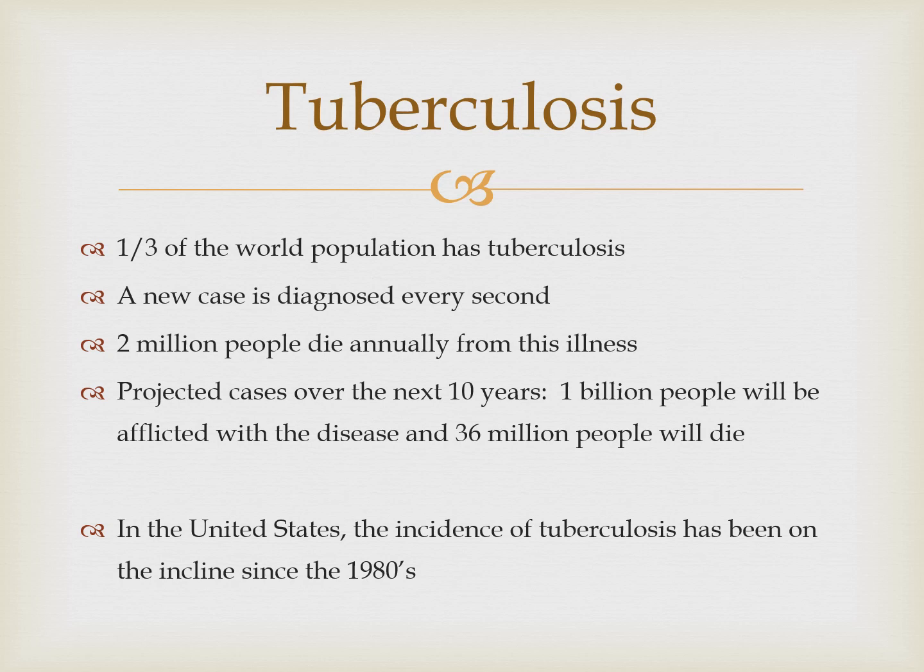Tuberculosis is definitely on the rise, and there's a new case diagnosed every second. And there's about 2 million people that die every year from the tuberculosis illness. Okay. Projected cases over the next 10 years, 1 billion people will be afflicted with the disease, and 36 million people will die from it in the next 10 years.